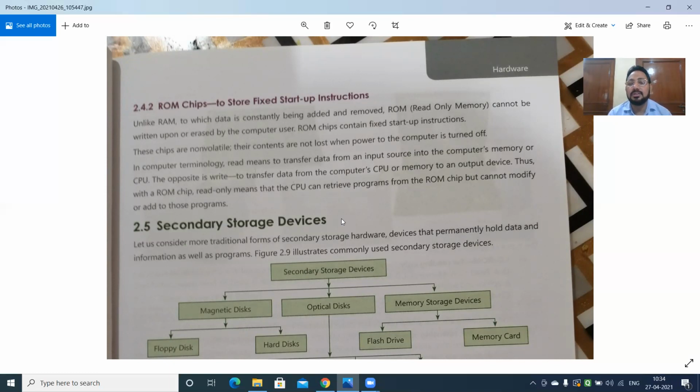In computer terminology, read means to transfer data from an input source into the computer's memory or CPU. The opposite is write, to transfer data from the computer CPU or memory to an output device, that is when we write data. Thus, with a ROM chip, read only means that the CPU can retrieve programs from the ROM chip but cannot modify or add to them.